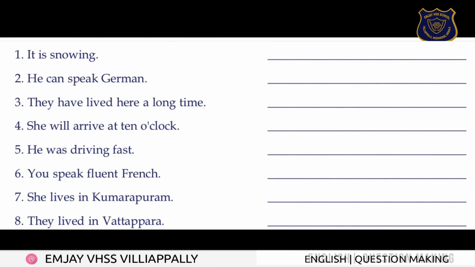Frame yes or no questions for the following sentences. It is snowing. Is it snowing? He can speak German. Can he speak German? They have lived here a long time. Have they lived here a long time? She will arrive at 10 o'clock. Will she arrive at 10 o'clock? He was driving fast. Was he driving fast?